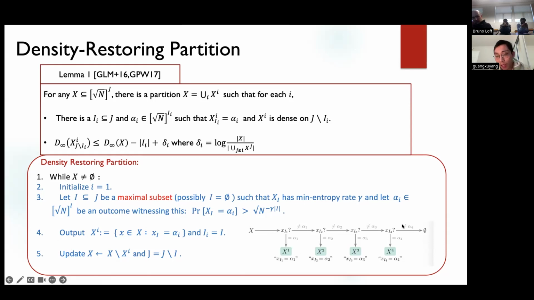This is the picture. If you are not familiar with Ramsey theory, maybe you can stop here if you have questions. This is just the process of how we get this kind of partition.